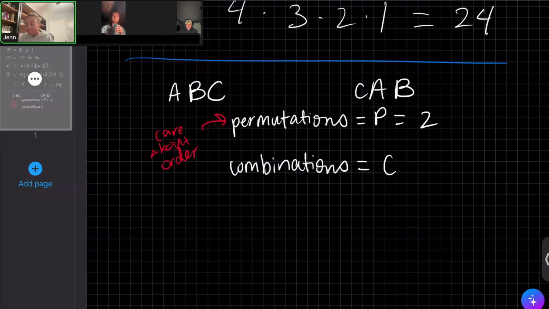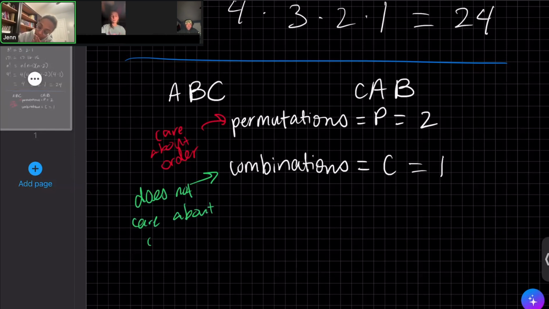And for combinations, we'd say there was one, because combinations doesn't care about the order. It just cares about what is in the set. So it does not care about order. Okay. Does that make a little bit of sense? We're about to go into it, but does anyone have any questions as of right now? No? Okay. No questions? All right.